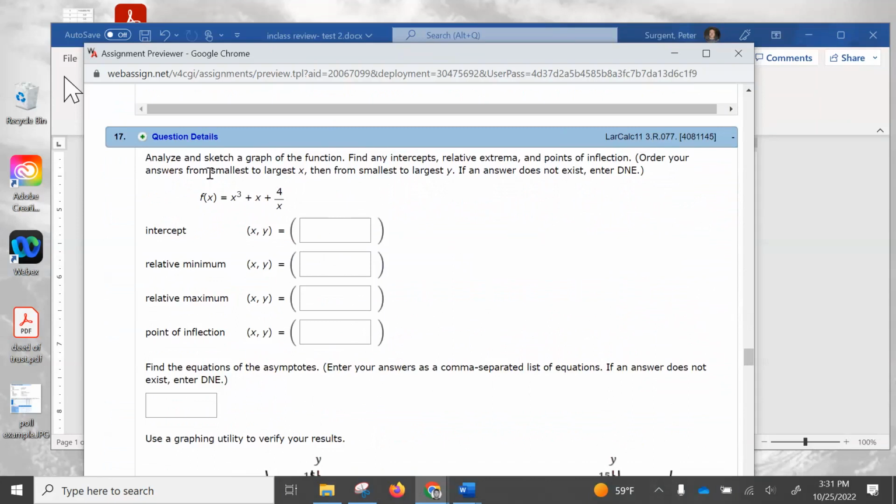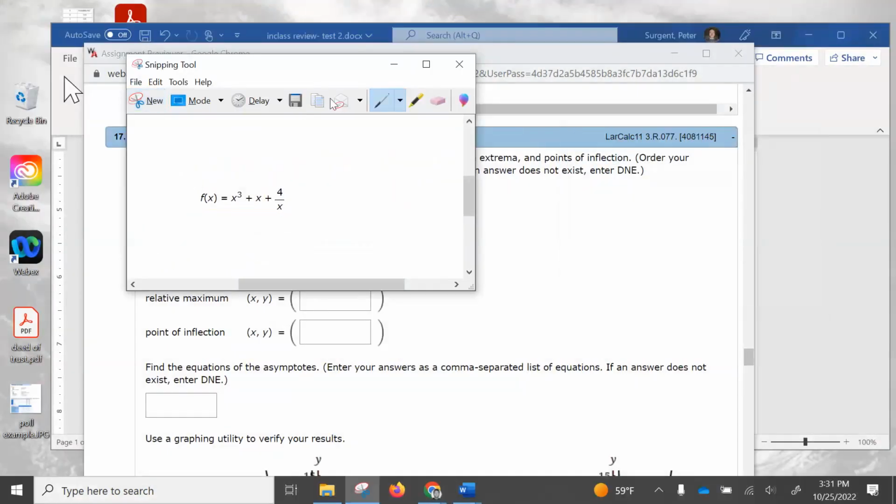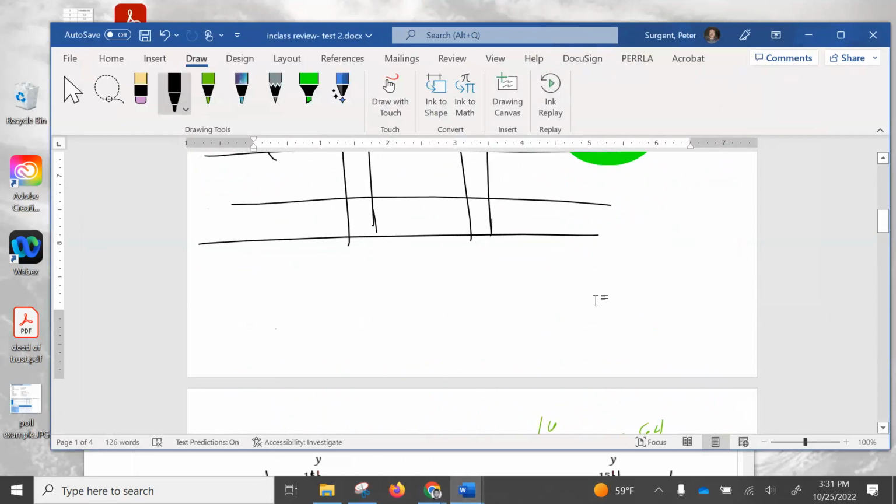So I got to analyze and sketch the graph of the function. That's a weird looking graph. It looks like a polynomial, but then I got this rational piece. So we could make a note that the domain is all real numbers, but x equals 0. And there's a good chance that x equals 0 is going to come with us for a critical number and what I call possible inflection point, for lack of a better term. But let's take a look.